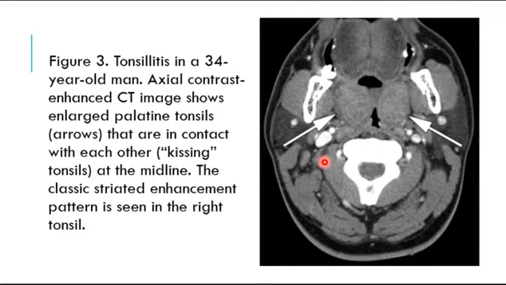This is another case of tonsillitis in a 34-year-old man. This is a contrast-enhanced image and shows kissing tonsils. Both tonsils are enlarged and almost touching each other, causing airway compromise. There is a striated enhancement pattern. It's only tonsillitis and kissing tonsils; it has not yet become an abscess.